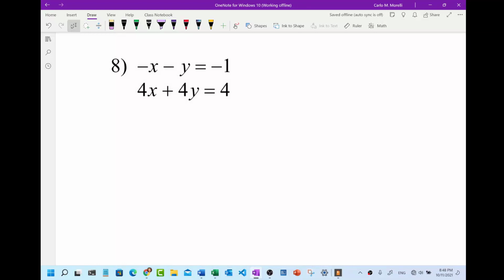Okay, here we are with number 8. Well, this is an interesting one because I think we're finally going to get an all real numbers, maybe. If I multiply everything by -4 on the top, watch what happens. Okay, so I'm going to multiply everything by -4.